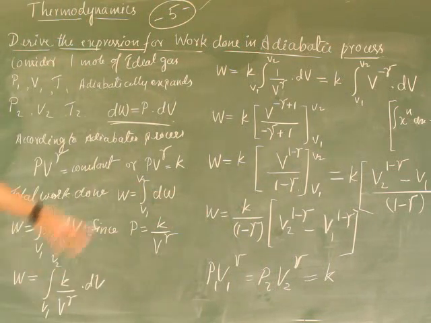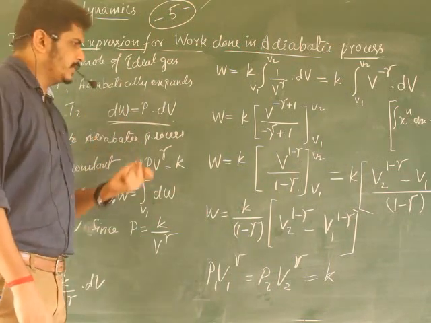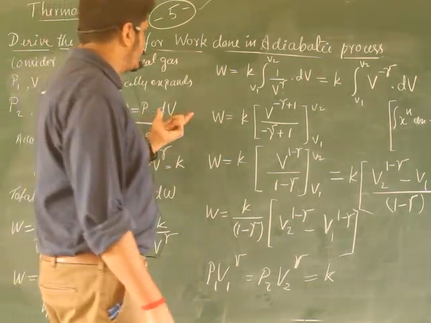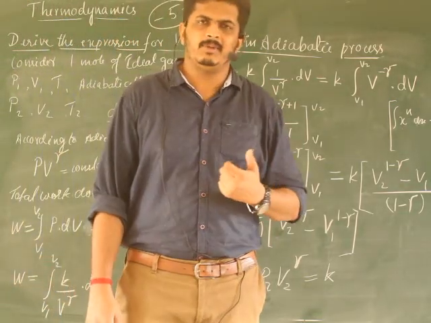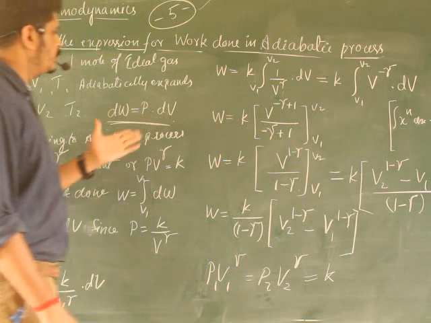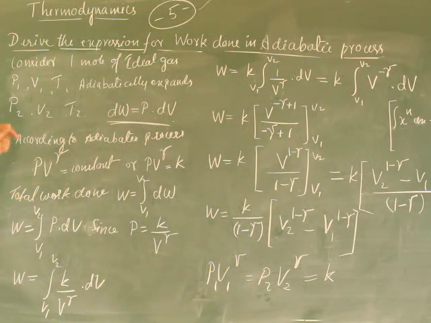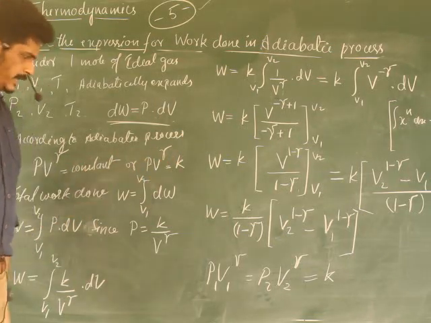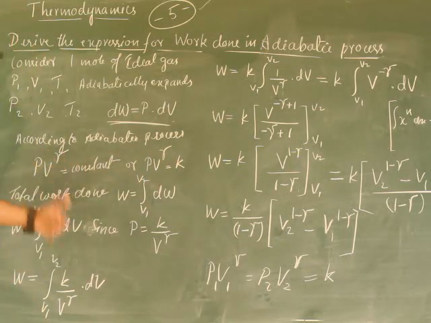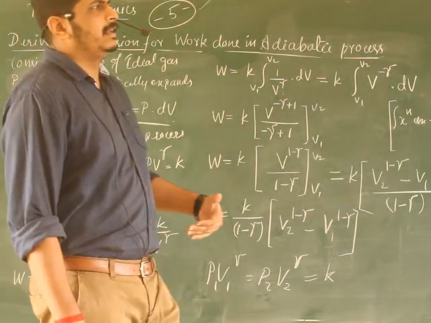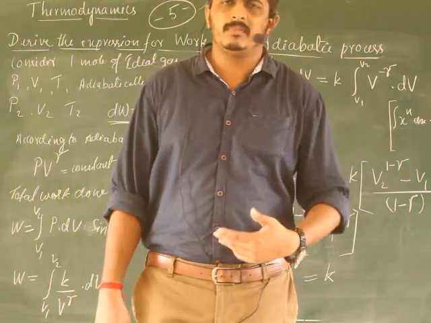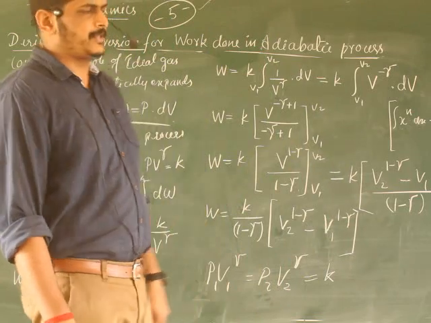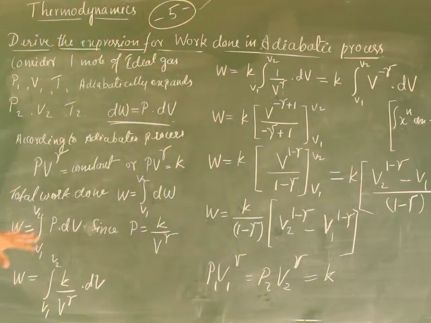Then, according to the small amount of work done due to the variation of volume by dV, that is dW equal to P into dV, this equation you have to write down. Then what else you have to write down? According to the adiabatic process, PV^gamma is equal to constant, or PV^gamma equal to K, we can also write. And of course, the same similar steps we have to apply, like how we applied for the isothermal process.